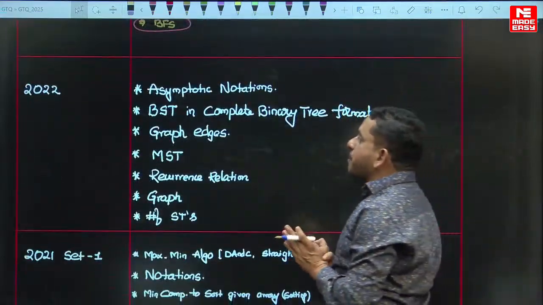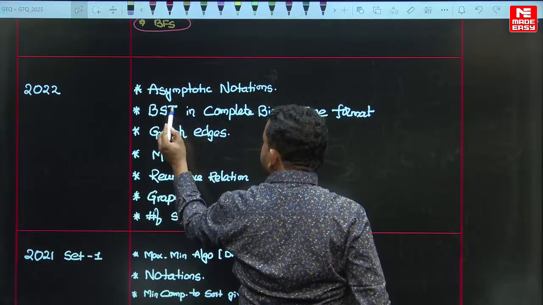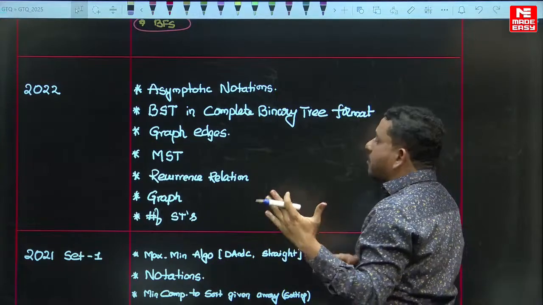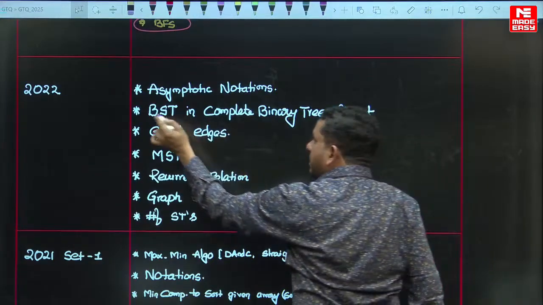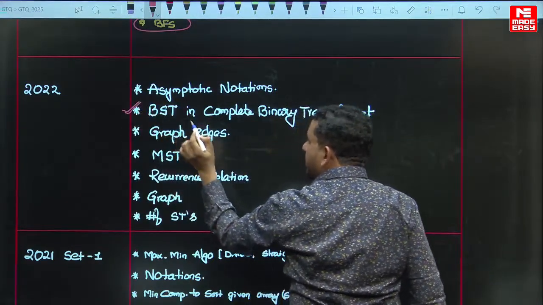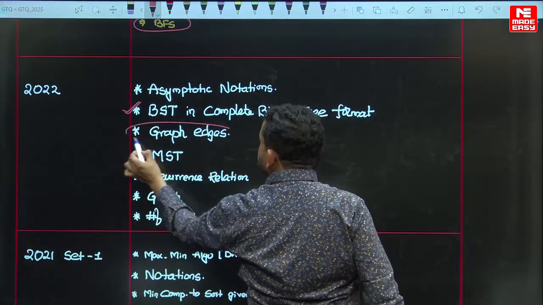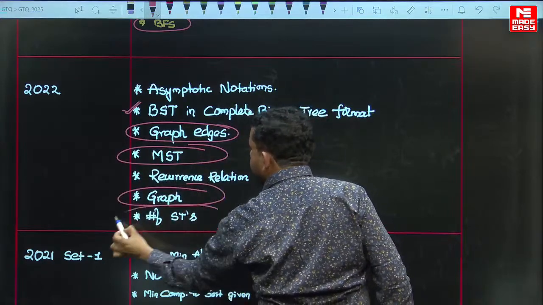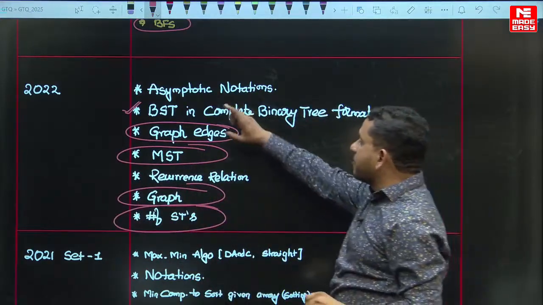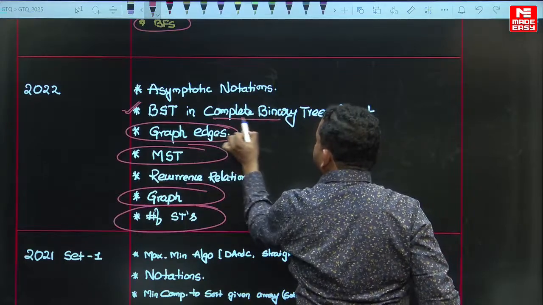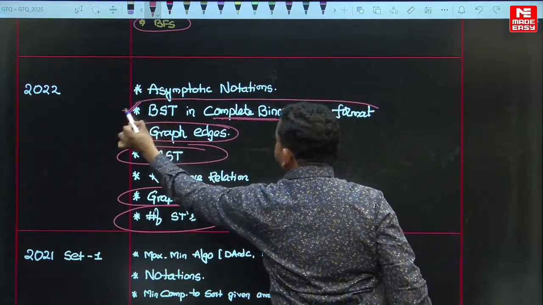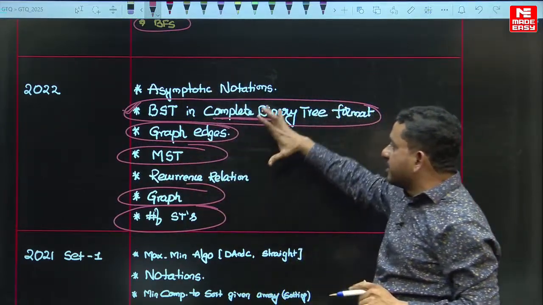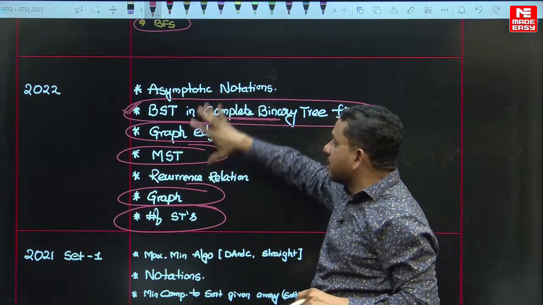Then in the 2022 paper, again an asymptotic notation question, and one on BST. The complete binary tree form of the BST, one question is there, a good question, just practice it properly. And again graph edges, an MST question, and one more graph question and a spanning tree question. Then this is also a complete binary tree form. So out of 7, 7 out of 7.